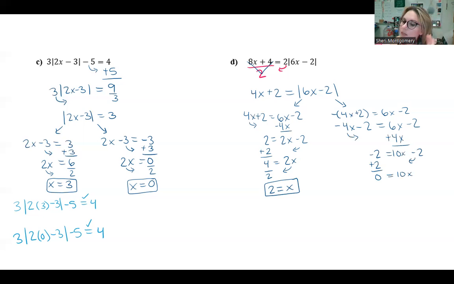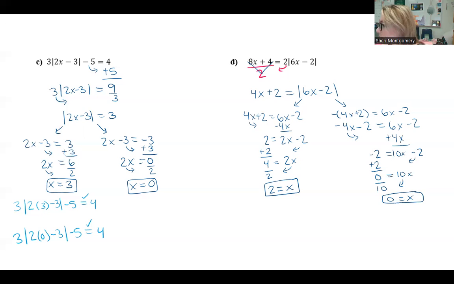And last, I will divide by 10. What's 0 divided by 10? 0, it's okay. Not what I meant. So I have my 2 possible solutions, x equals 0 and x equals 2.